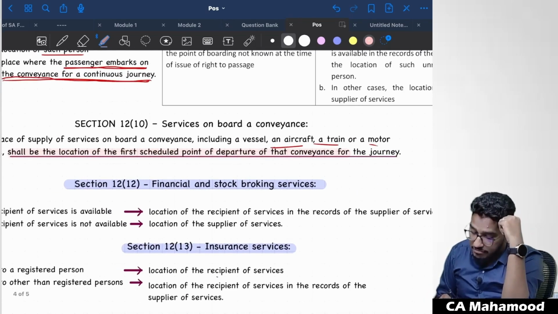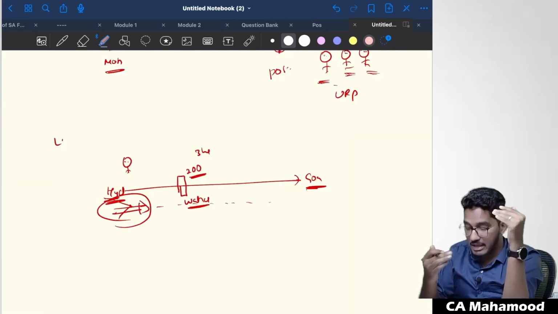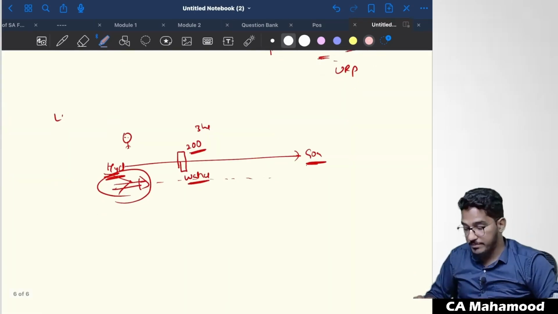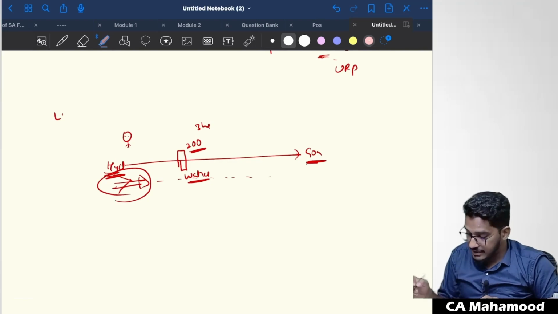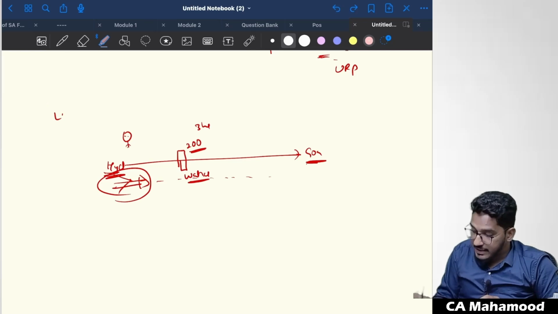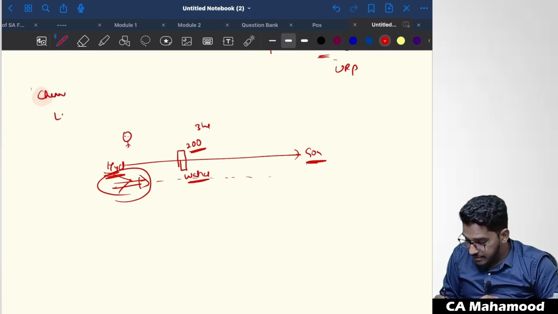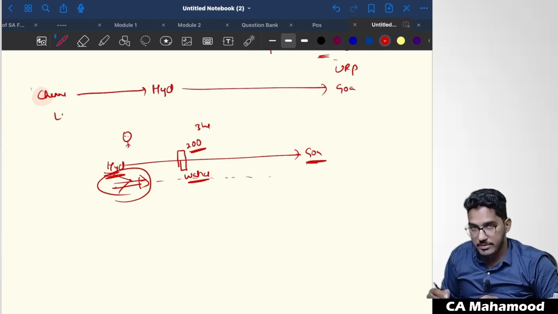Very important thing, first scheduled point. They are not telling wherever you are boarding a conveyance, they are telling first scheduled point. For example, let us take this flight, which is actually starting from Chennai. In Hyderabad there is a stop. Then it will ultimately go to Goa.